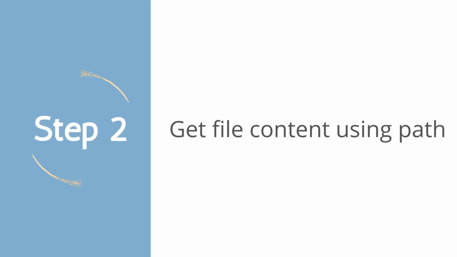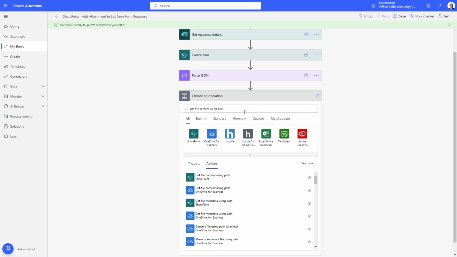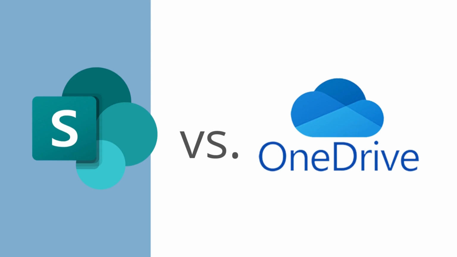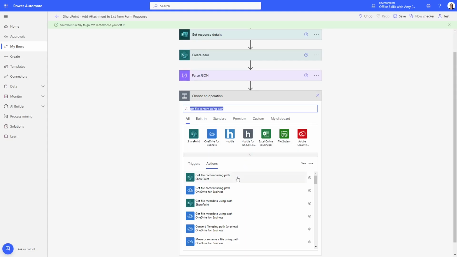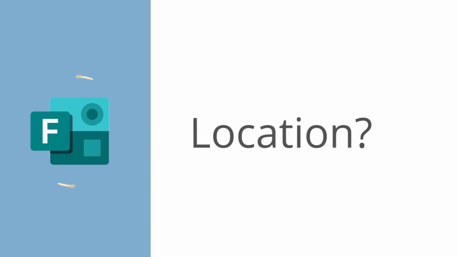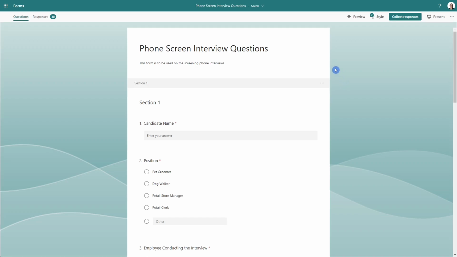The next step is to use the get file content using path operation. Now this is going to vary slightly depending on where your form is saved. If you are saving it in SharePoint, we would use this one, or if yours is in OneDrive, then we would use this OneDrive for Business operation. I'm going to show you each so that you can set up your flow appropriately and get it going on that first try.